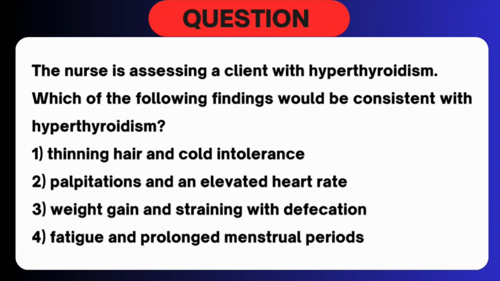So we go back to option 2, palpitations and elevated heart rate. That makes sense for hyperthyroidism because we're having increased cardiac activity. So that's our correct answer.